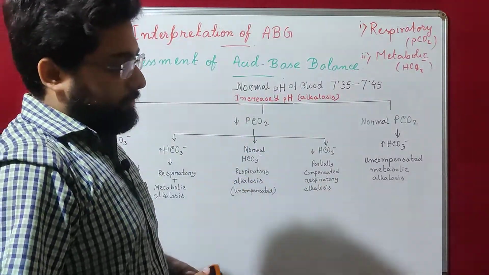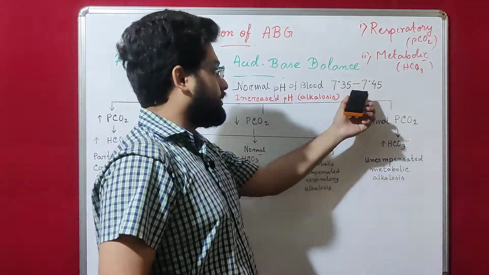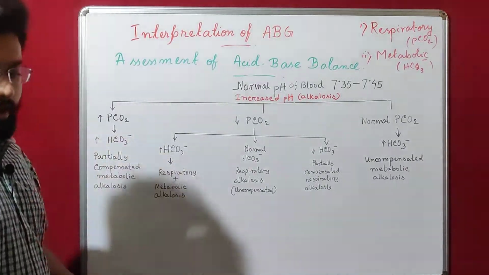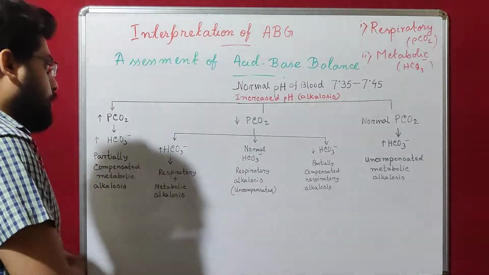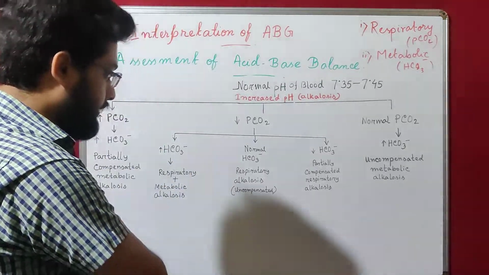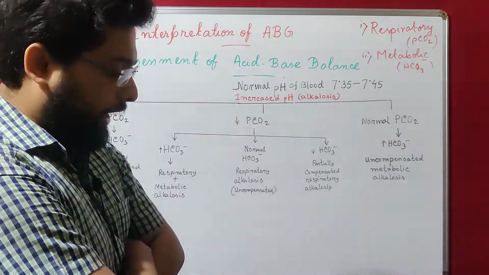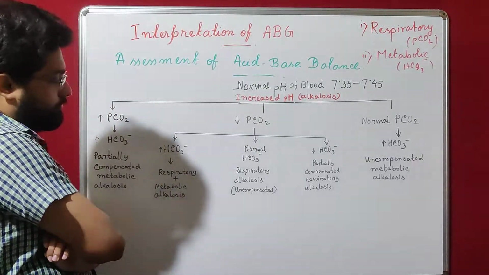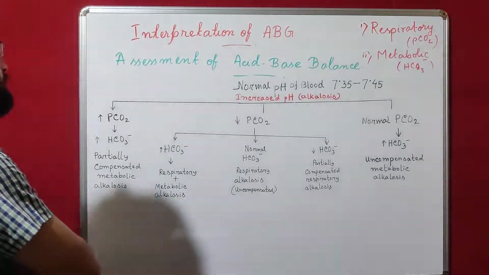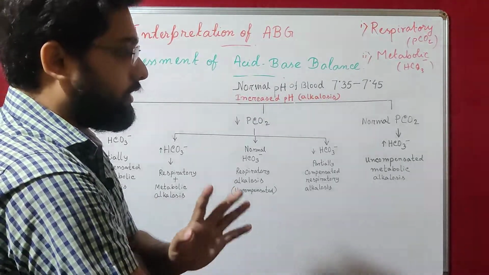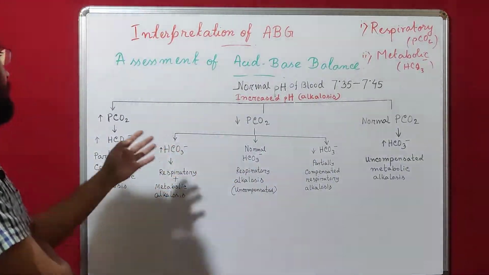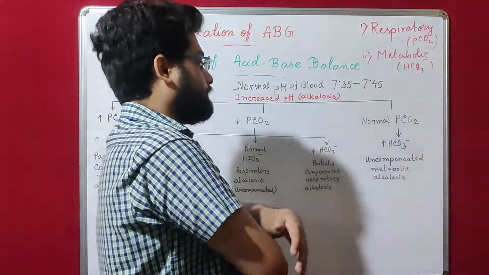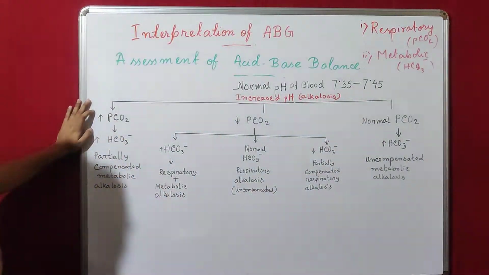So obviously alkalosis means the pH is increased above the normal range. Here again, first we will look at the PCO2 level and then at the concentration of bicarbonate ion. So against alkalosis, there are 3 chances for the PCO2 level: it can be increased, or can be decreased, or can remain normal.